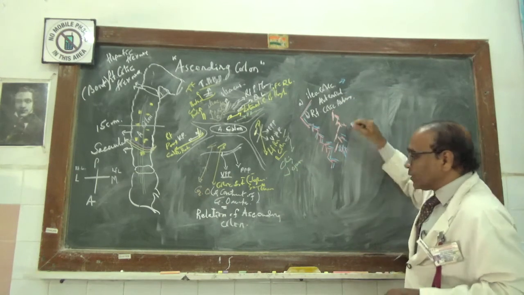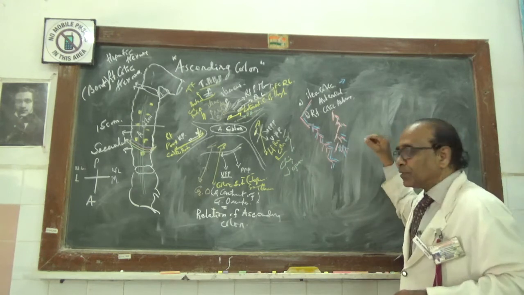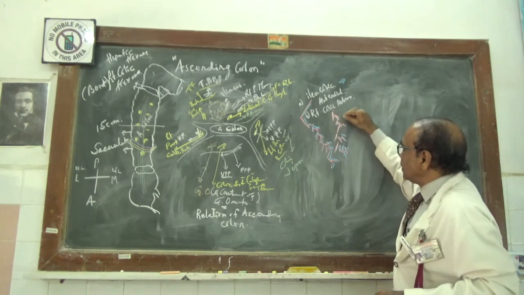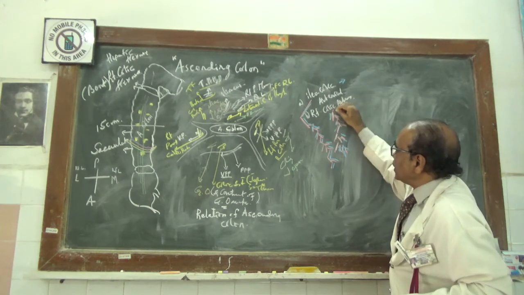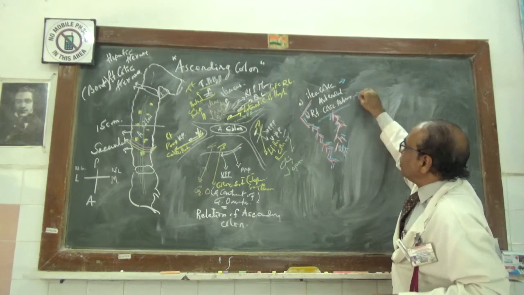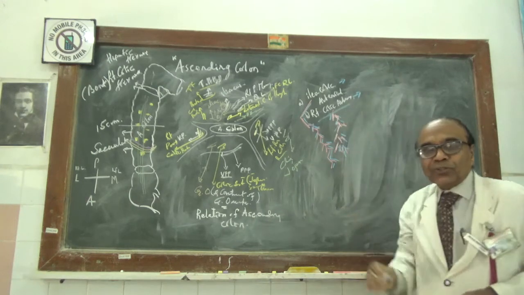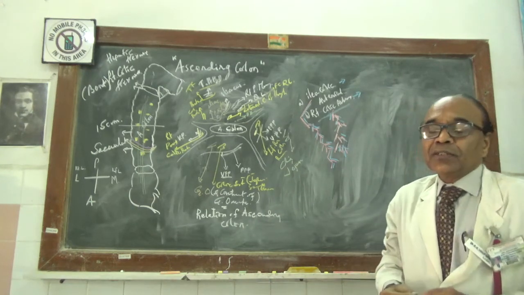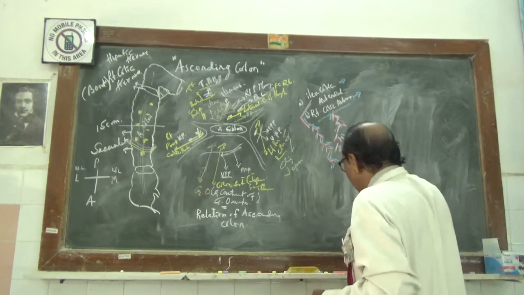The same pattern: colonic veins, from the unnamed into the tertiary, then the secondary, then into the primary. This primary goes into the right colic vein. The right colic vein also opens into the superior mesenteric vein. Then you have the lymphatic drainage.